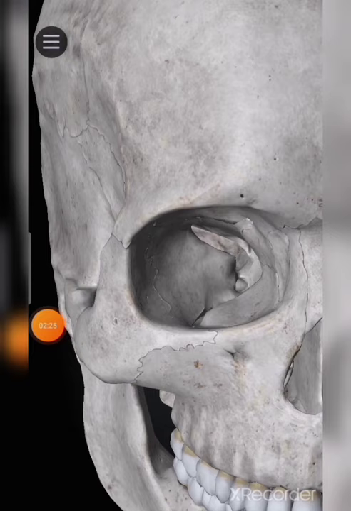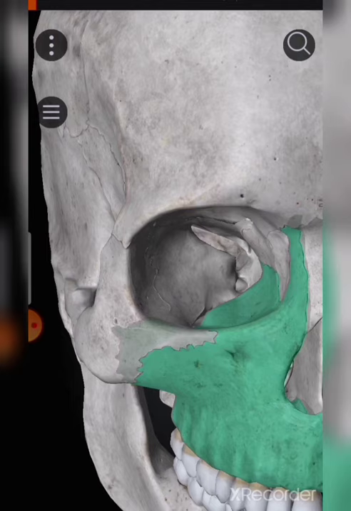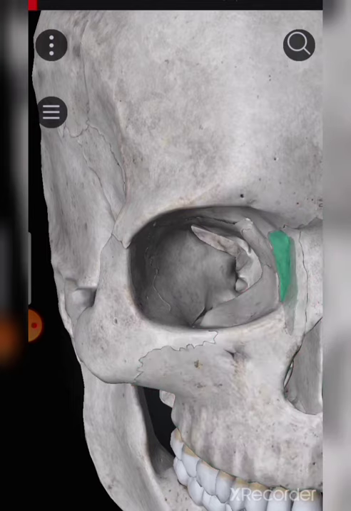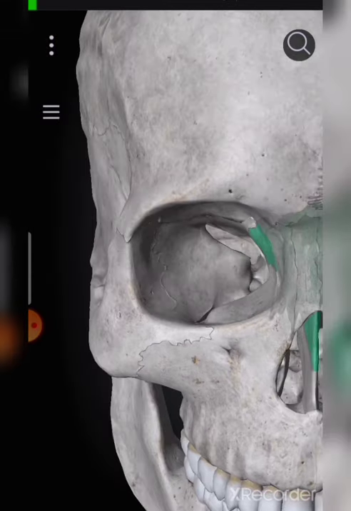Now the medial wall of the orbital cavity is being formed by the maxilla. This one here shown in green is the maxilla. This is the lacrimal bone and the ethmoidal bone. These three bones are contributing to the formation of the medial wall of the orbital cavity.